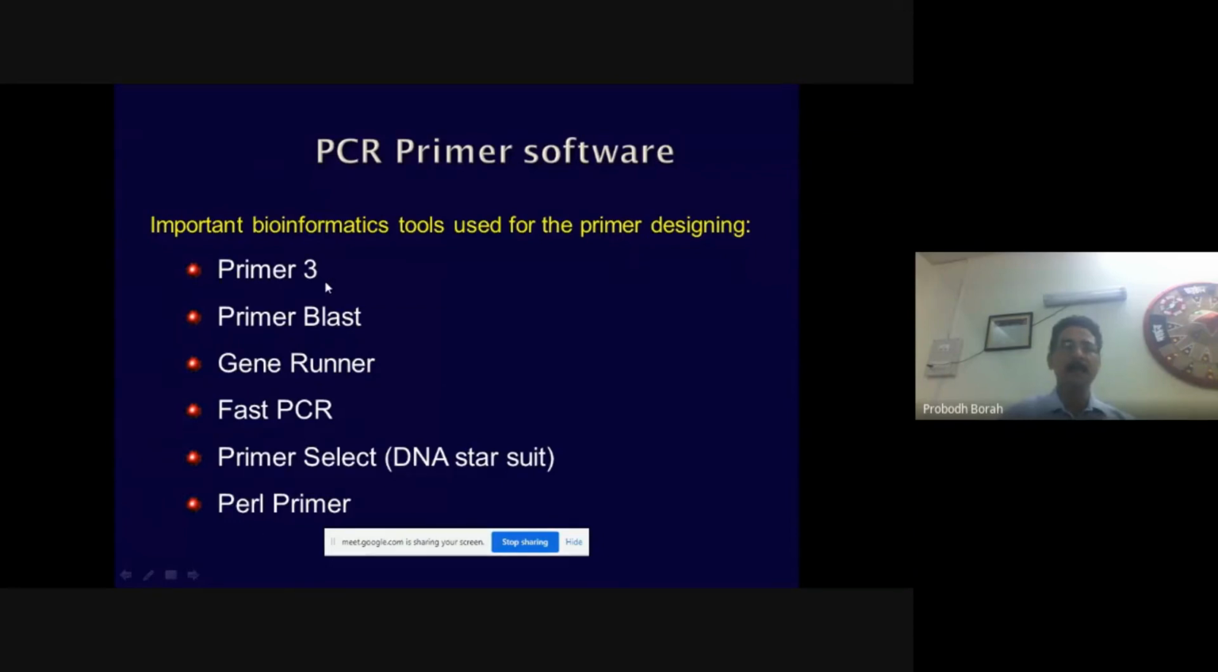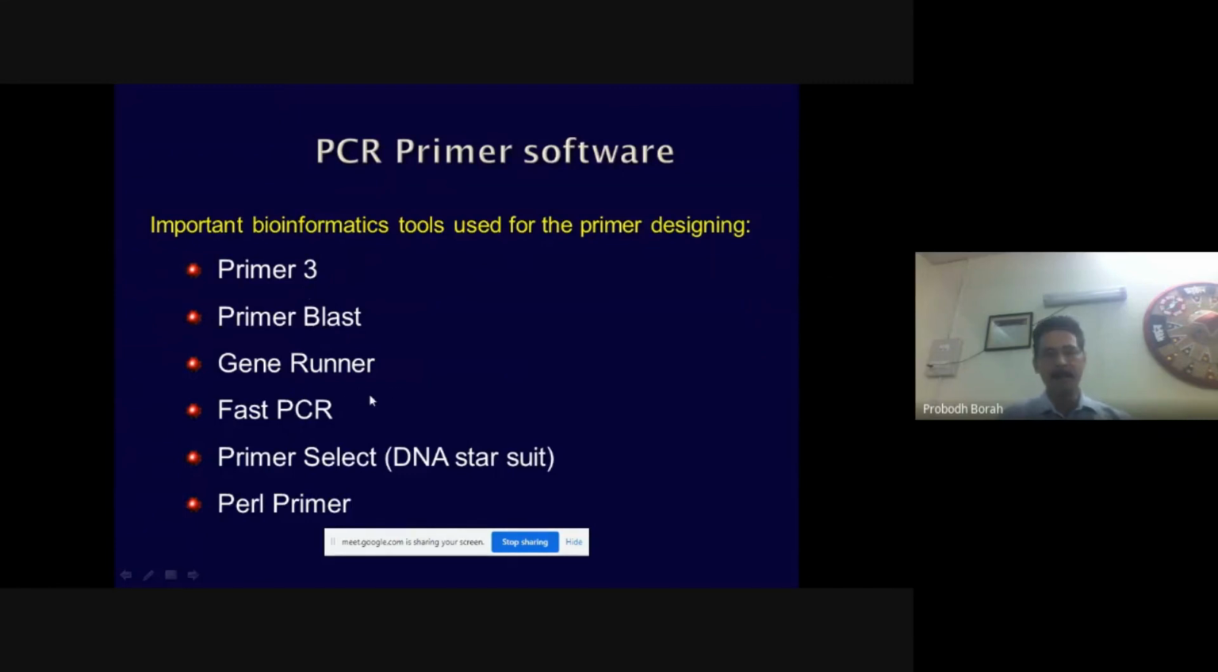Primer3 is one of the commonly used softwares. This is available for downloading free of cost, open access software. But normally nowadays we go for online designing by using an online tool called Primer-BLAST. It is within the NCBI database. This Primer-BLAST is actually providing a graphical interface for primer designing, wherein it uses Primer3 software. So Primer3 has been embedded in Primer-BLAST for primer designing. So when you use Primer-BLAST, you are actually using Primer3 software.